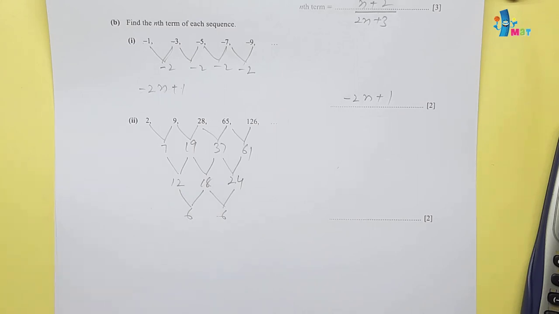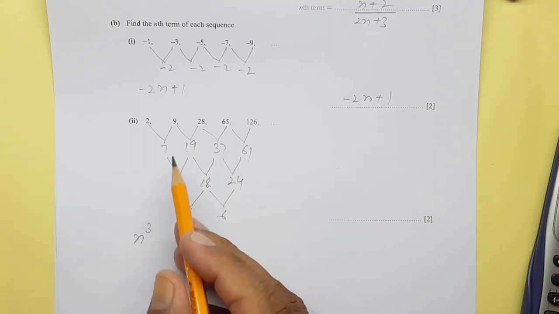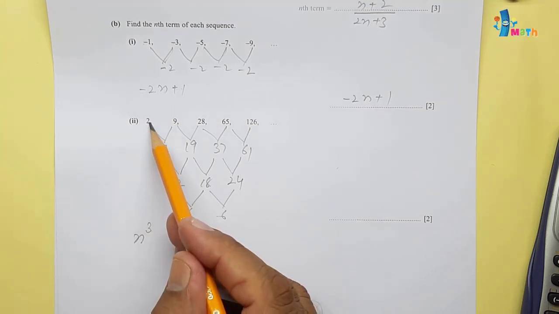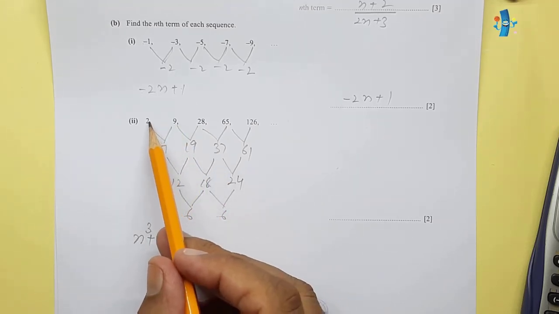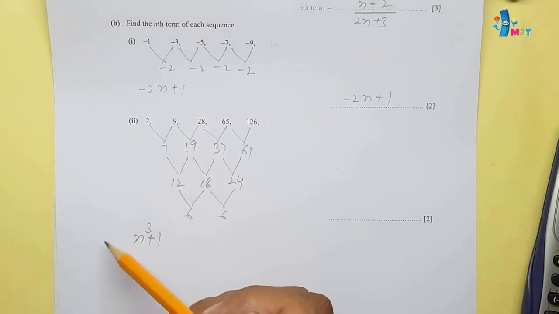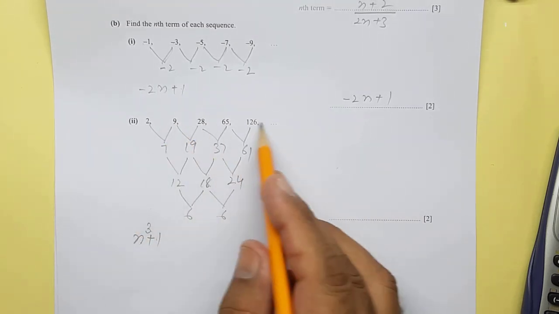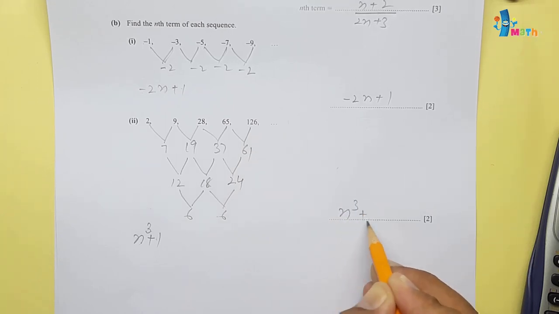It means that this is involving n cube. So if I write n cube, for n is equal to 1, this is 1, but we need 2. So we'll add here 1. So we will check, for example, for the second term: this will be 2 cube, which is 8, plus 1, 9. So it's working. We can check for the other terms also. It's working for all. So n cubed plus 1.